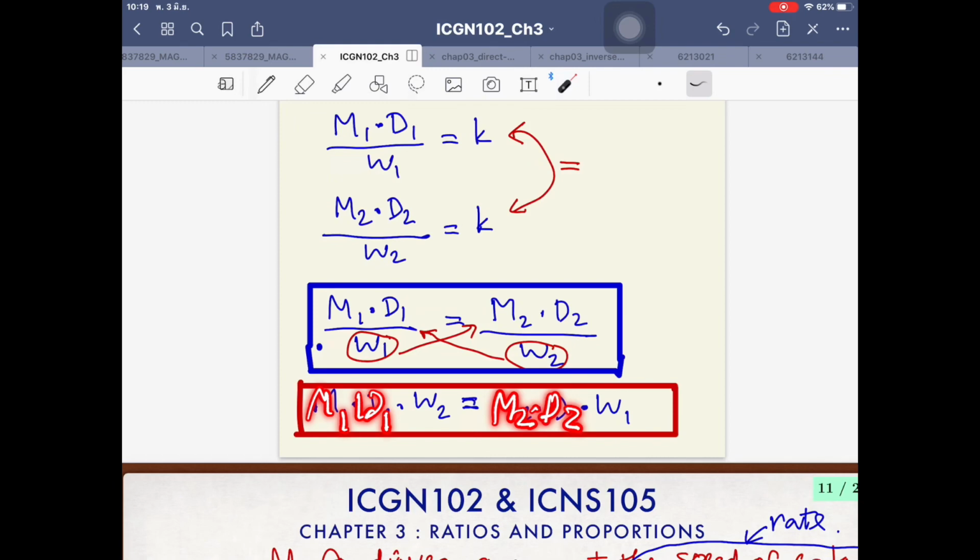All right. On the left side, they have the subscript of 1. On the right side, they have the subscript of 2. But for the term W, on the left side you have W2, but on the right side you have W1. So now let's try to use this formula to solve this problem.